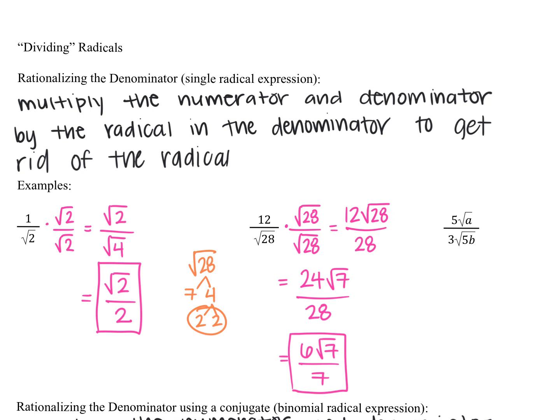Then our last example, 5 square root a over 3 square root 5b. So remember, I only have to multiply my numerator and my denominator by the radical that's in the denominator. So I don't actually have to multiply by 3 square root 5b in the numerator and denominator. I can just multiply by the square root of 5b, because I only care about canceling the radical. So my numerator is going to become 5 square root 5ab. And the denominator is going to become 3 times 5b, because those radicals are going to cancel.